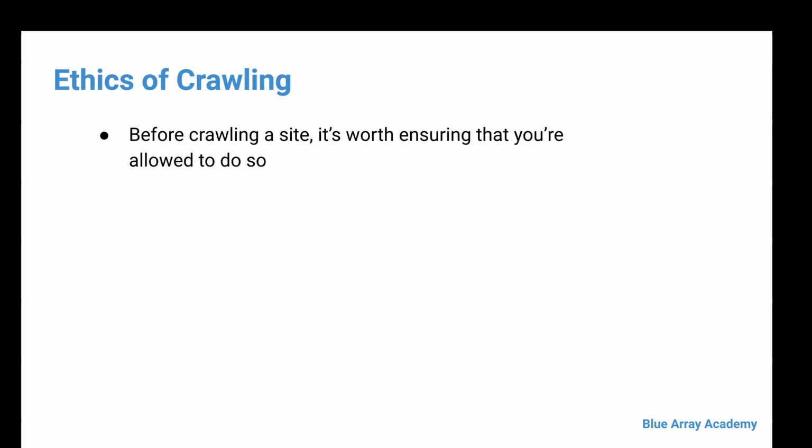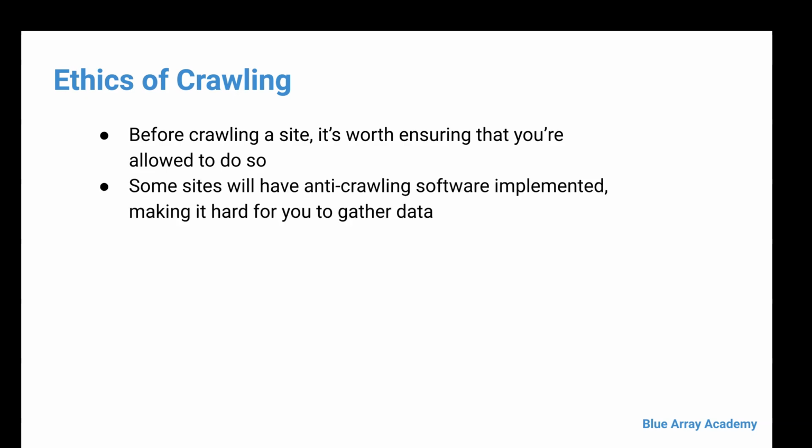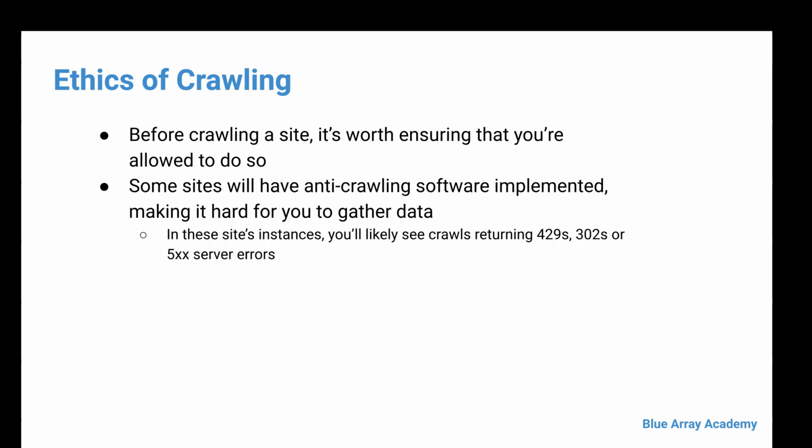So before crawling a website and analyzing data, it's worth ensuring that you're actually allowed to do so. Some sites are going to have anti-crawling software implemented, making it pretty hard for you to gather data. In these instances, for example, you'll likely see crawls returning 429s, where there are too many requests hitting a server and it will just start returning 429s, 302s or 5xx server errors.